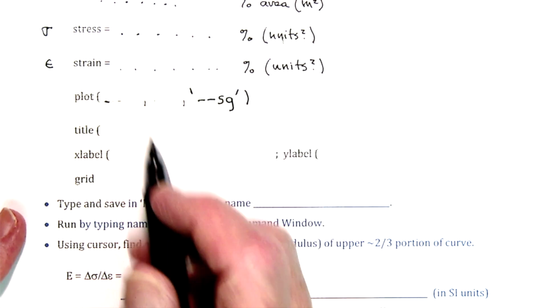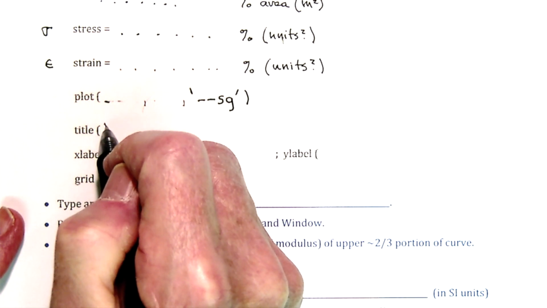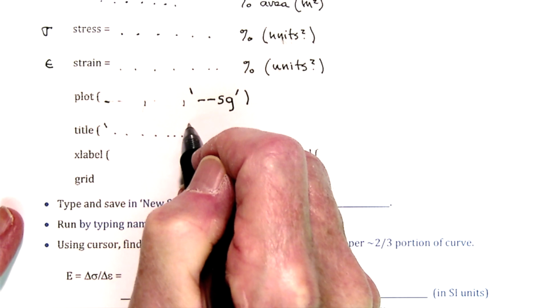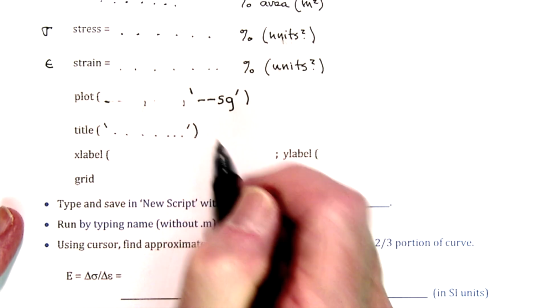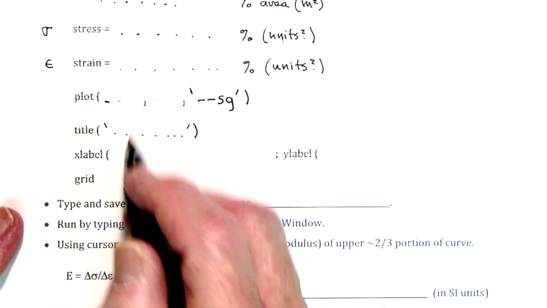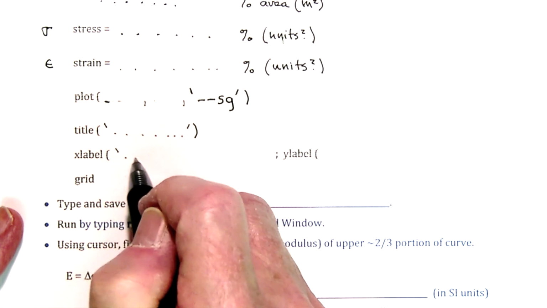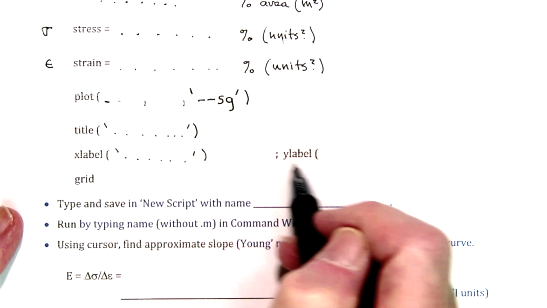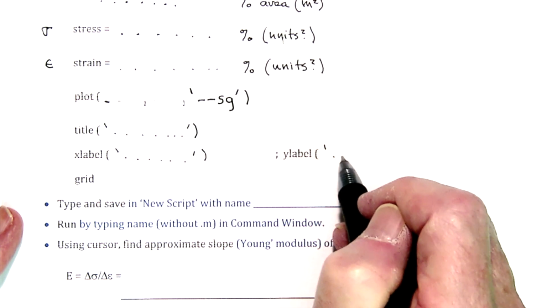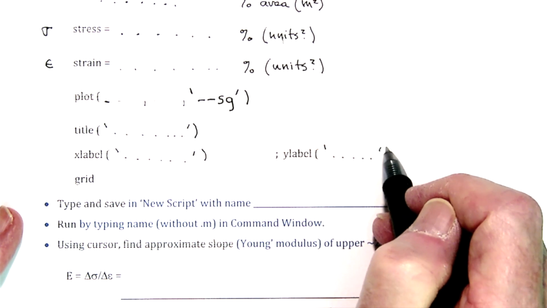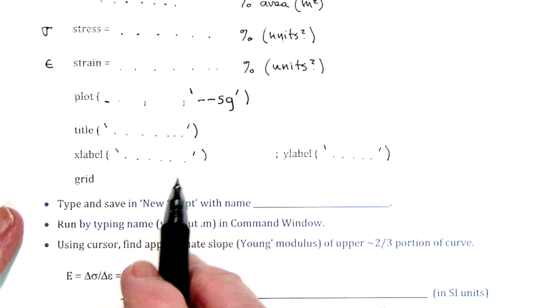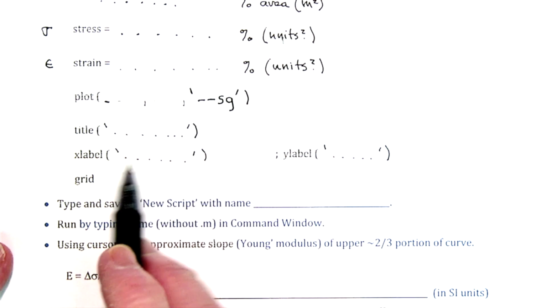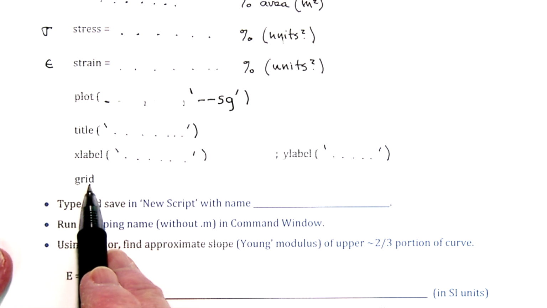Going on, we will have to put a title on this plot, and you know how to do this. Put it in single quotes inside of the title command here. Put on a label for the x-axis in single quotes here, and put on a label for the y-axis in single quotes here. Put units into these labels if it does have units. And then put a grid on the plot.